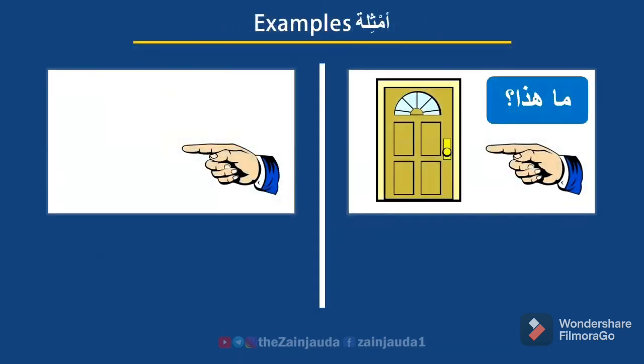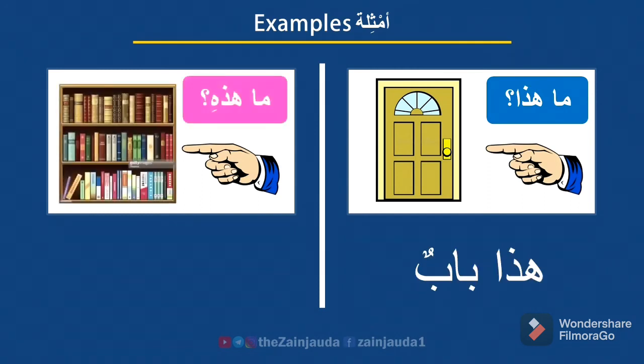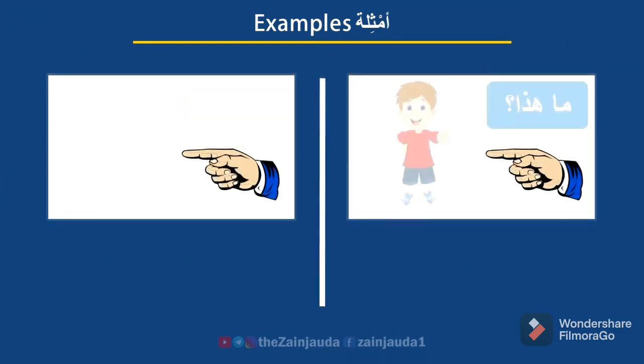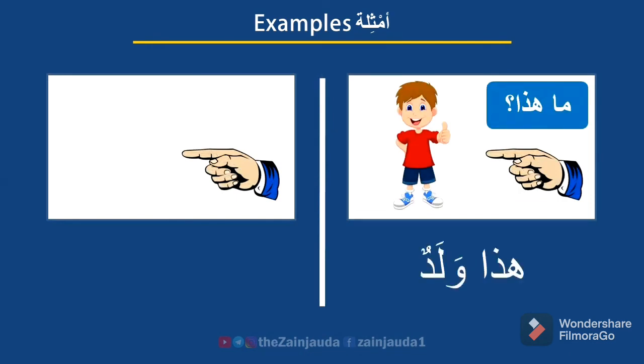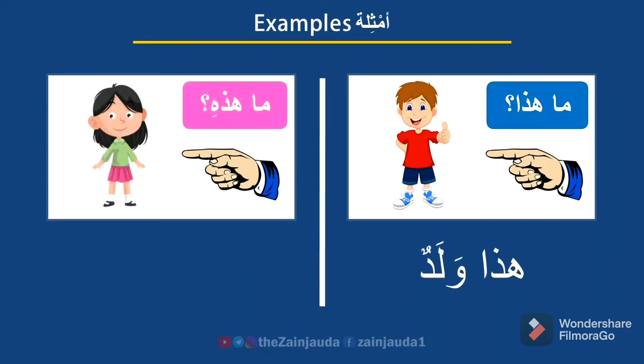Let's have some examples. ما هذا، هذا باب. ما هذه، هذه مكتبة. Please notice the division of words into masculine and feminine. ما هذا، هذا ولد. ما هذه، هذه بنت.